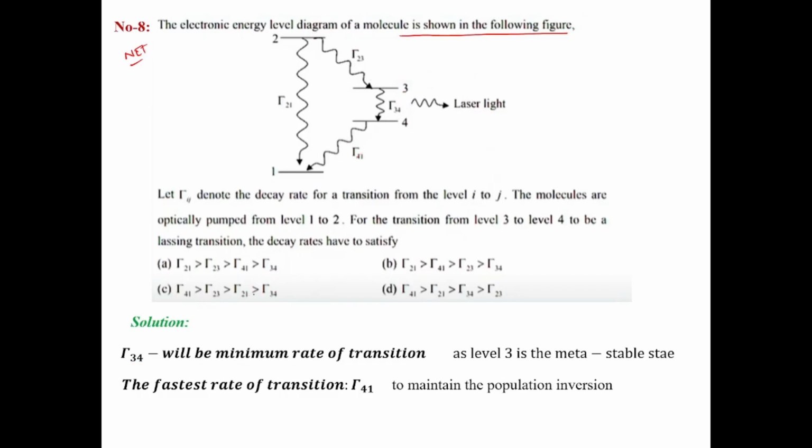So the 3 to 4 transition will take the largest time, more time, okay? So that will be the minimum rate of transition. But the 4 to 1 transition should be faster, then only the atoms and molecules will come down from level 4 at a faster rate and be ready to be pumped to the upper level again. Okay, so the answer will be C.